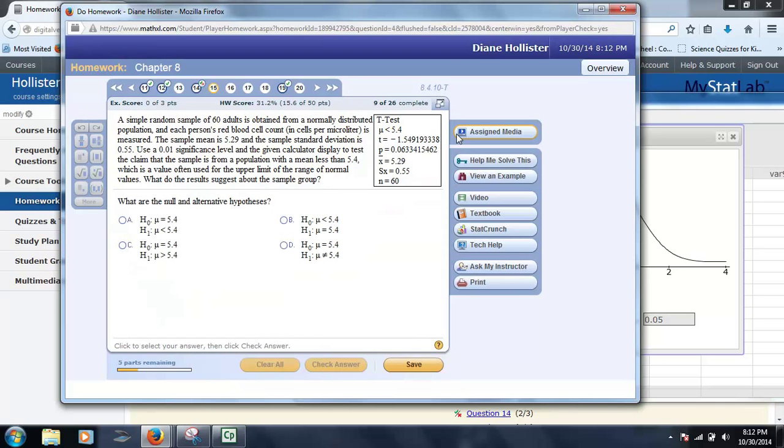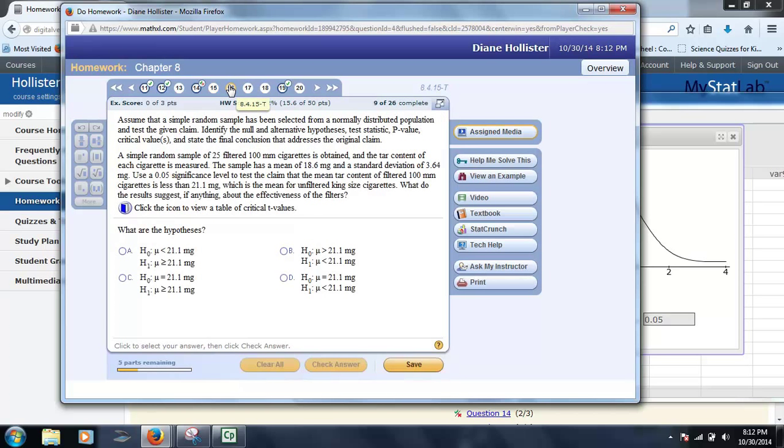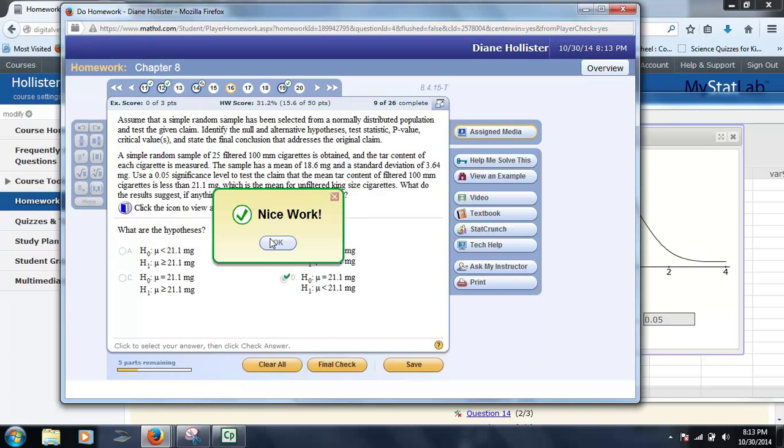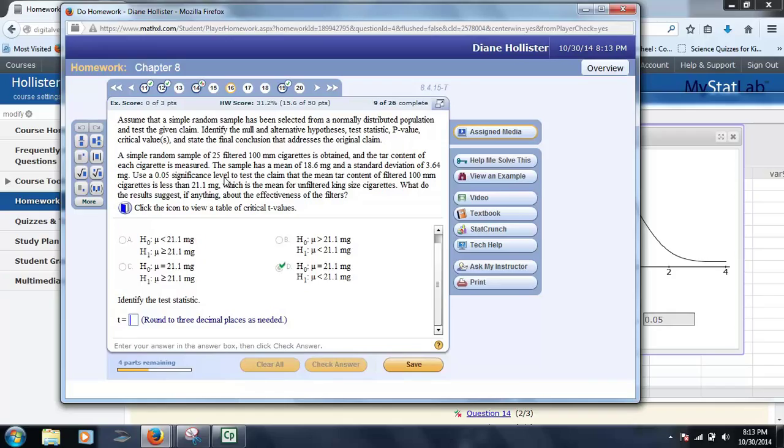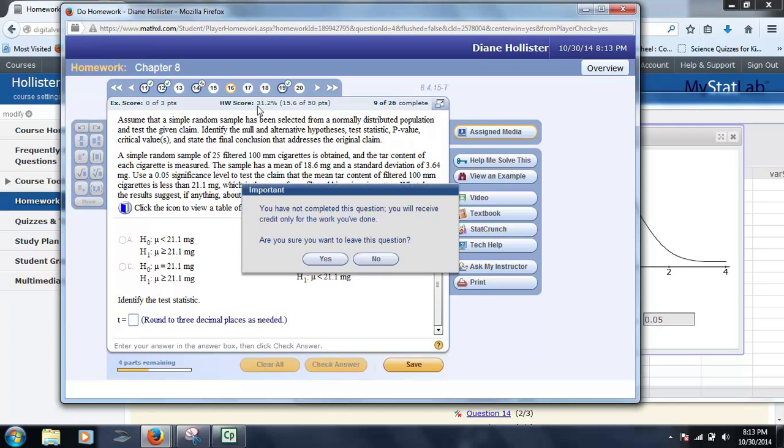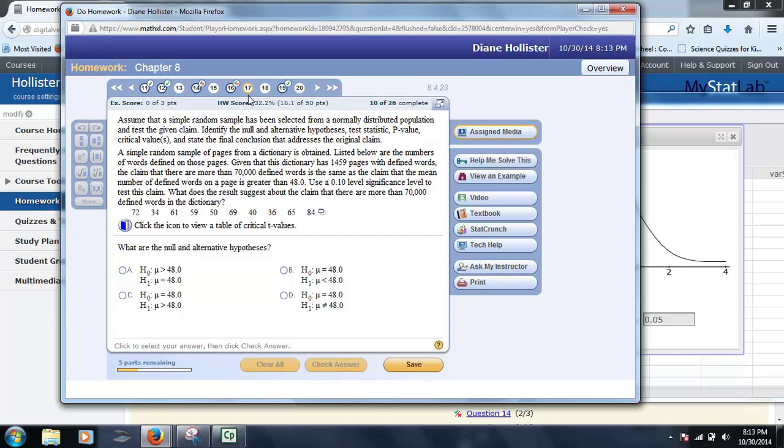Null and alternative hypotheses. Again, read the question, answer very similar to the last one. Here's one where you're comparing filtered cigarettes to non-filtered cigarettes as a standard, and you are testing the claim that the mean is less than 21.1 milligrams. So again, we're starting off with a null hypothesis where it's equal and an alternative where it's less. Then we're going to use a t-test to determine the values of the test statistic and the p-value for this problem.